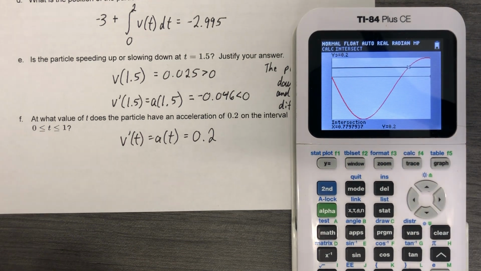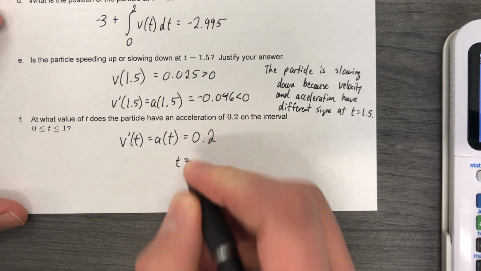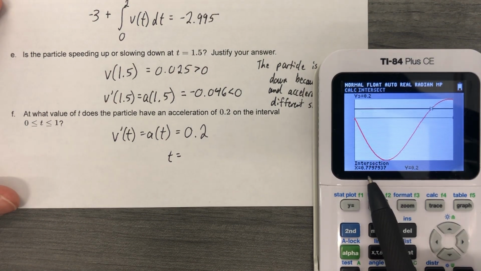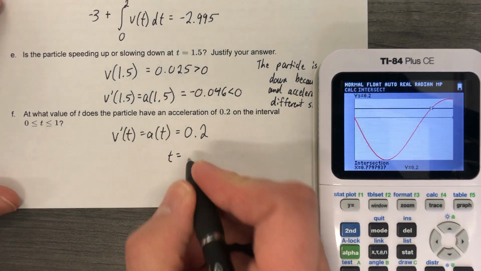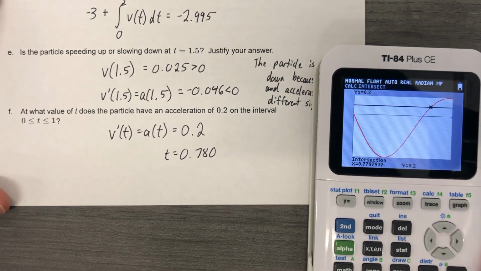It took it a second, but it is 0.7797. So I would love to write all this out and do all kinds of solving. No, ain't nobody want to do that. Bad grammar, but there it is. So 0.779, we're going to round that up. So 0.780, we'll round it up there. And there we go.